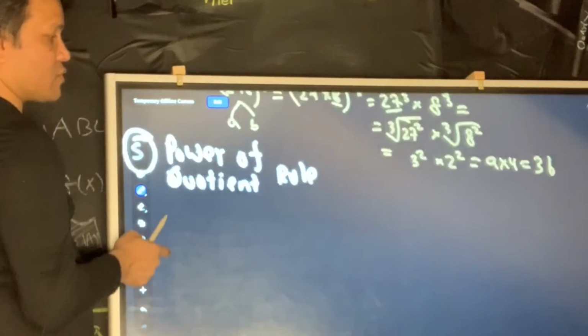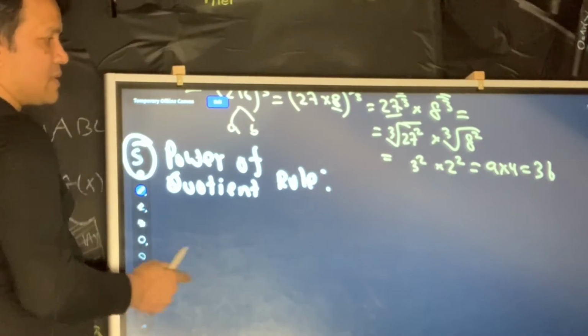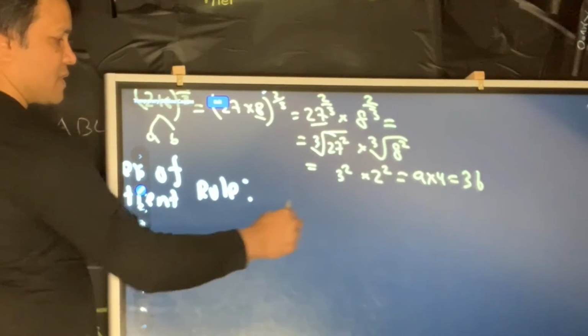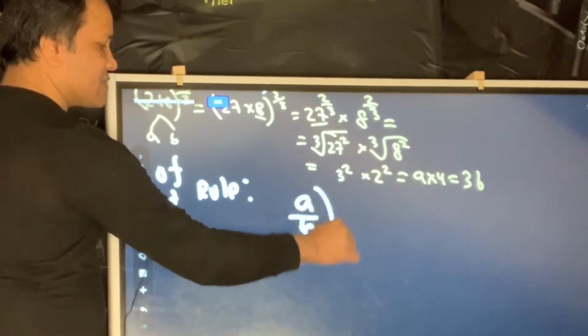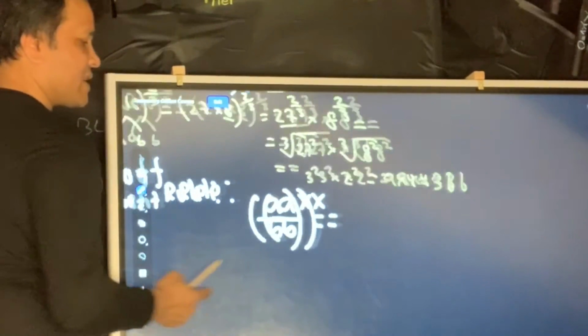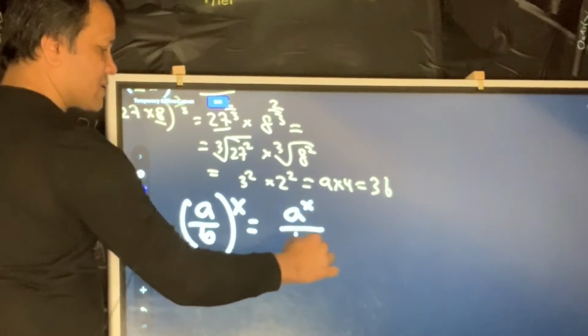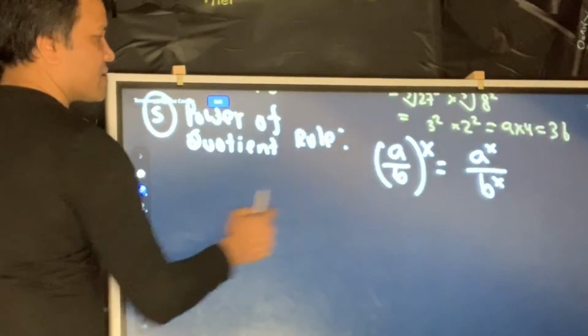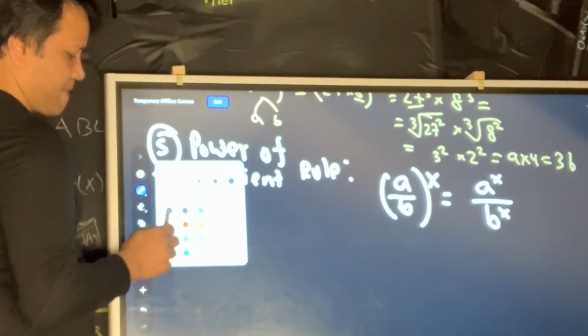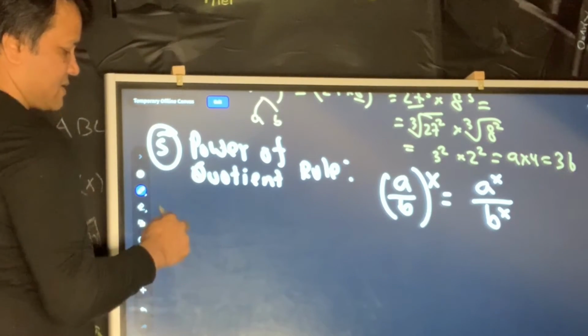All right, power of quotient rule. What is the power of quotient rule? (a/b)^x is equal to a^x over b^x. An example will help you understand what's going on over here.